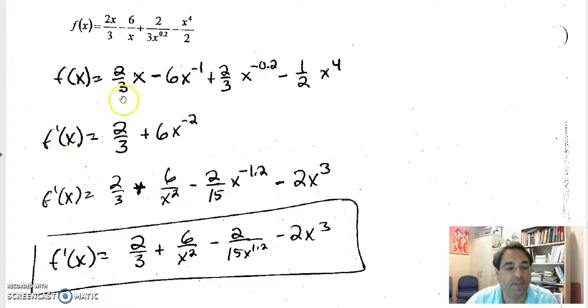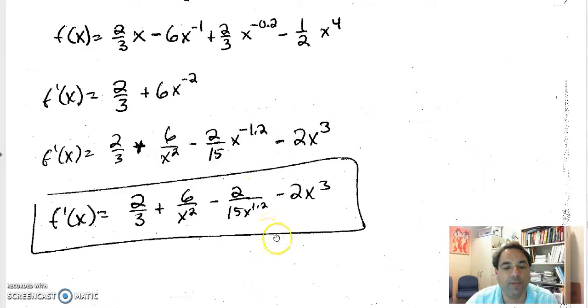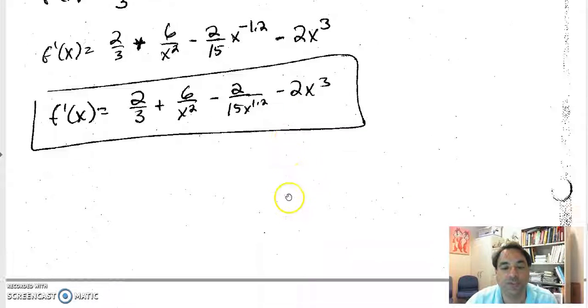Now I take the derivative. The derivative of 2/3 x is 2/3. Negative 1 times negative 6 is positive 6. Negative 1 minus 1 is negative 2. 2/3 times negative 0.2 is negative 2 over 15. Negative 0.2 minus 1 is negative 1.2. 4 times a half is 2. 4 minus 1 is 3. And then any negative exponents I would move down. So my derivative function would be 2/3 plus 6 over x squared minus 2 over 15 x to the 1.2 minus 2x to the 3rd.